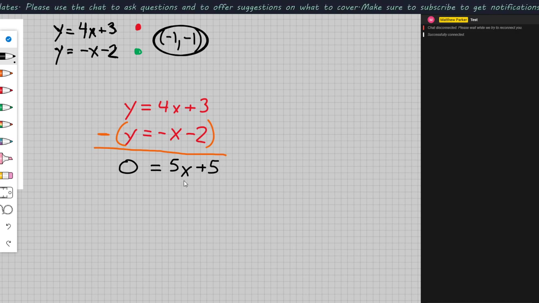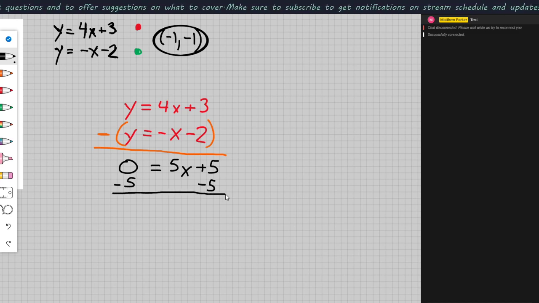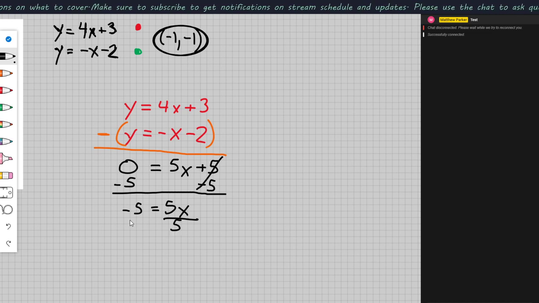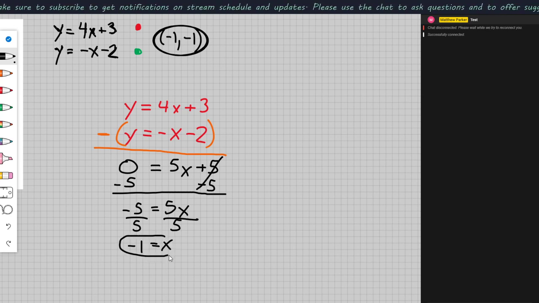And then again, we're just going to solve for the only unknown that we have, which is x. So we're going to subtract 5 from both sides. I have negative 5 equals 5x. Divide by 5 on both sides, and you get negative 1 equals x. And we're off to a good start already because it matches up with our original x coordinate.